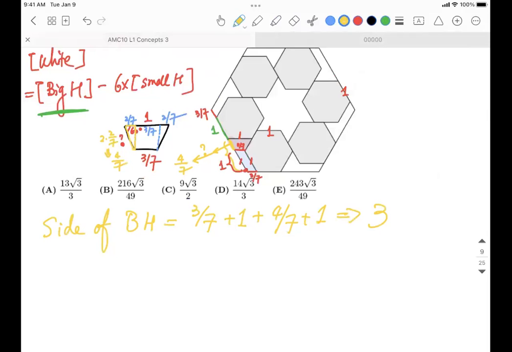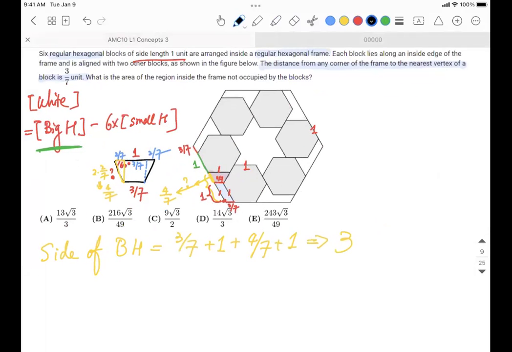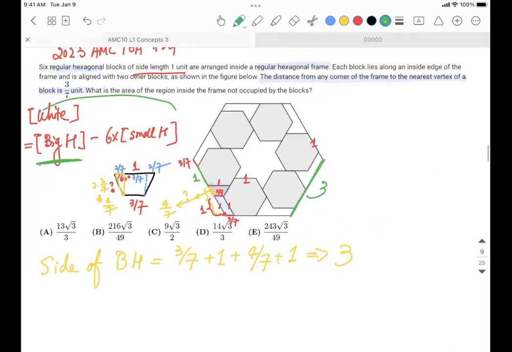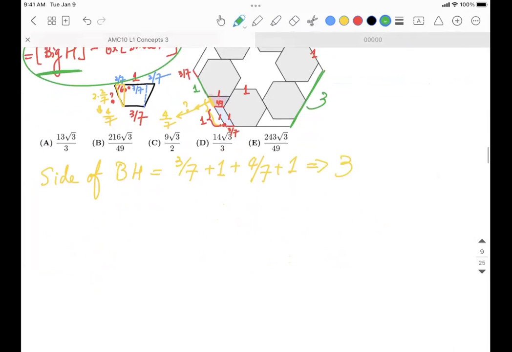Now it's so easy, right? We determined the side length. So I determined the side length of the big hexagon is actually 3. Now what you need to do is basically use this formula, right? The white part will be the big hexagon's area minus 6 small hexagons' area. How can I determine the hexagon's area if I just know the side?